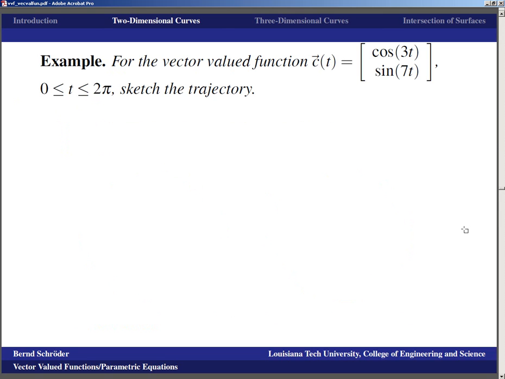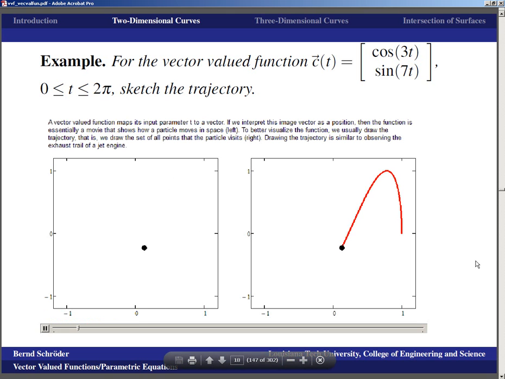Okay, another example. Here we're looking at a vector valued function c of t being cosine 3t, sine 7t for t from 0 to 2 pi, and we want to sketch the trajectory. Well, this is something that will make 3 oscillations in the x direction, 7 oscillations in the y direction, so it's some kind of strange overlay. This is something where I would recommend to certainly use a computer to graph it. Patterns like these are called Lissajous figures, after a French mathematician named Lissajous. And here's what they look like.